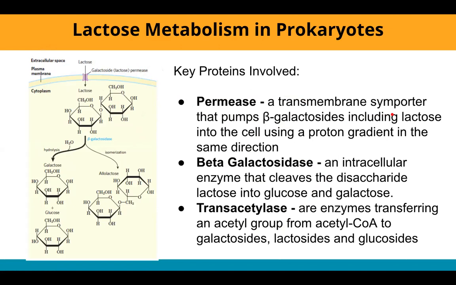Basically, it's a protein found in the plasma membrane of the bacteria that functions to pump beta-galactosides such as lactose into the cell using a proton gradient in the same direction. So the role of permease is to bring lactose from outside the cell to inside the cell, as you can see in our image.